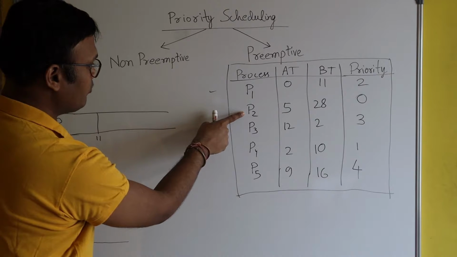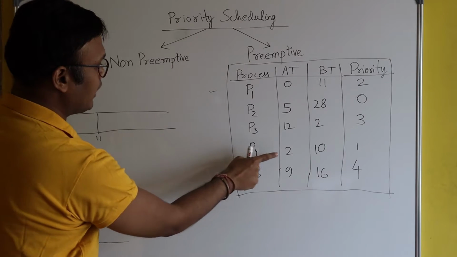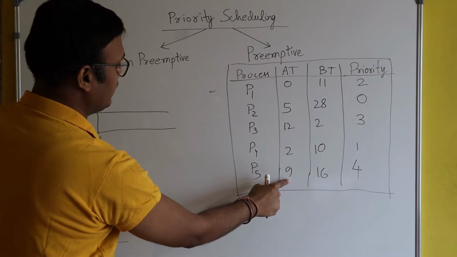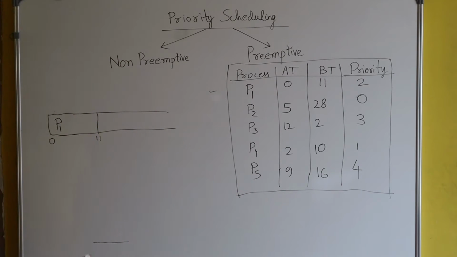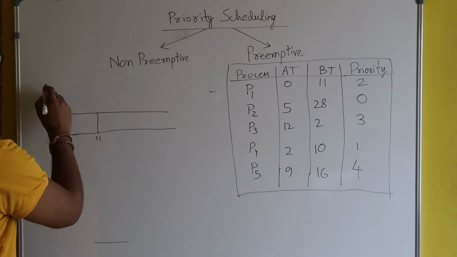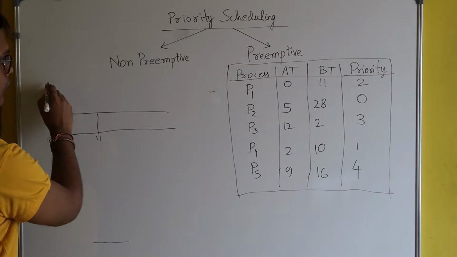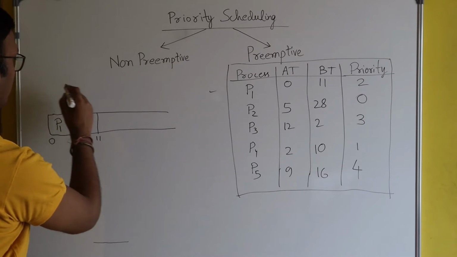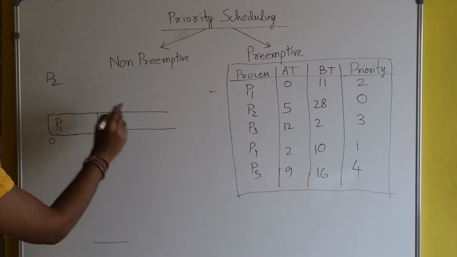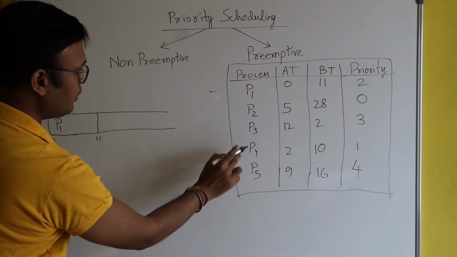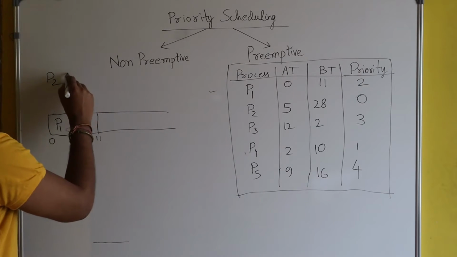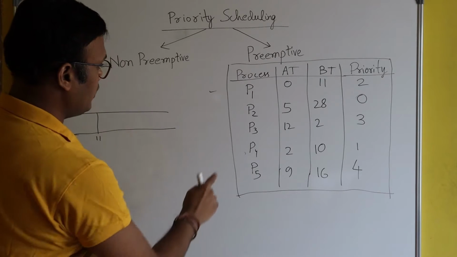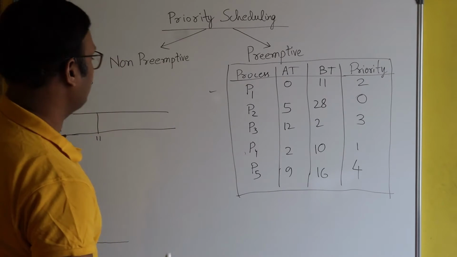P2 arrived at 5th second, P4 arrived at 2nd second, and P5 arrived at 9th second. So how many processes are available? We have P2, P4, and P5. Okay, P2, P4, P5. Yes.